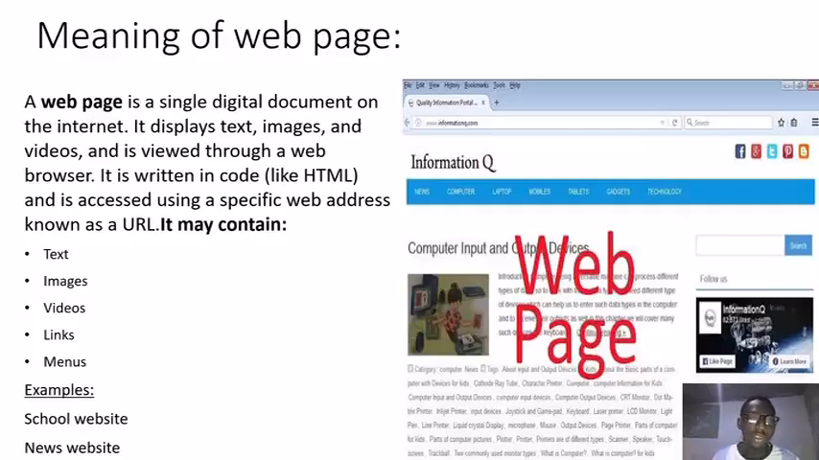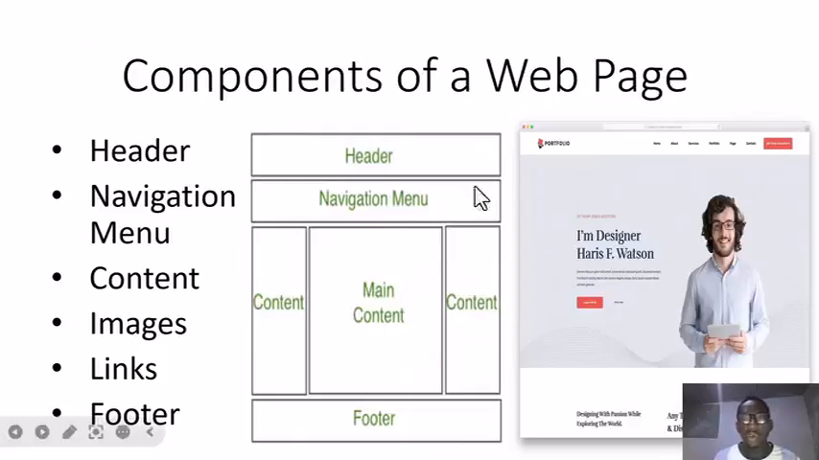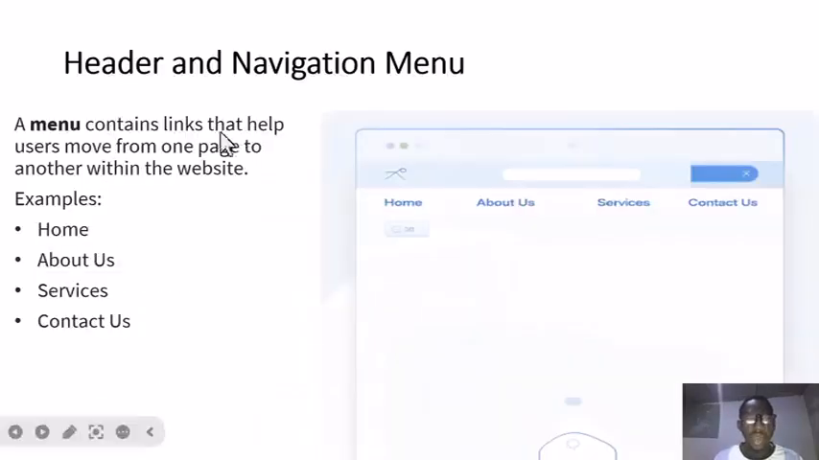So let's move on to components of a web page. One, we have header, we have navigation menu, content, images, links, and last one, we have footer. Let's go step by step. One, we have the header navigation menu. A menu contains links that help users to move from one page to another or within the website. Examples are home, about us, services, contact.